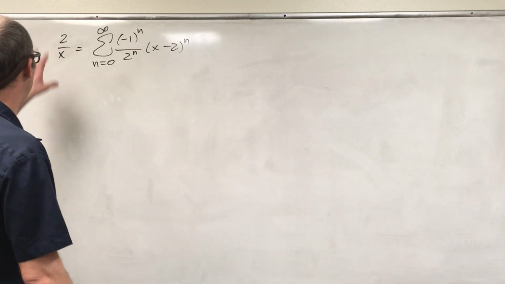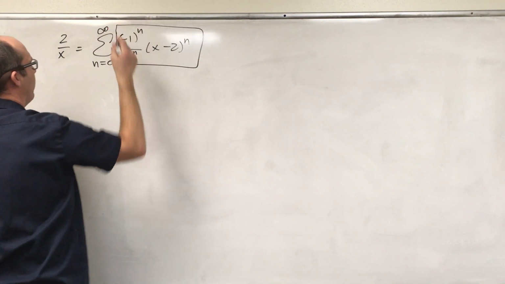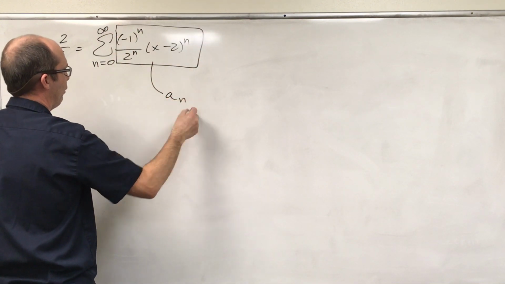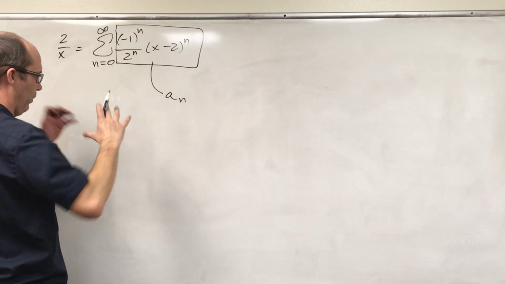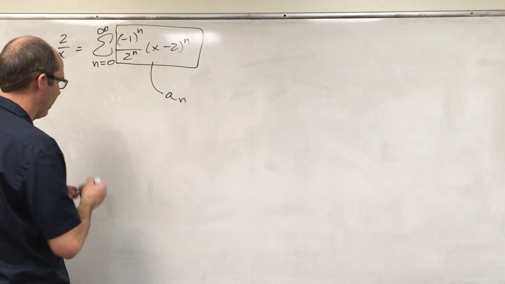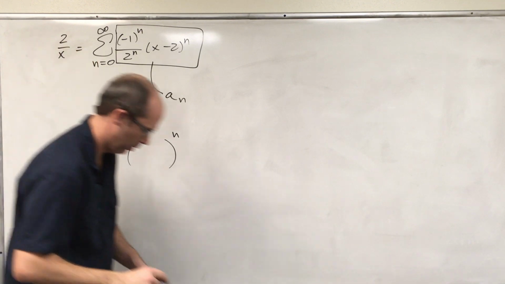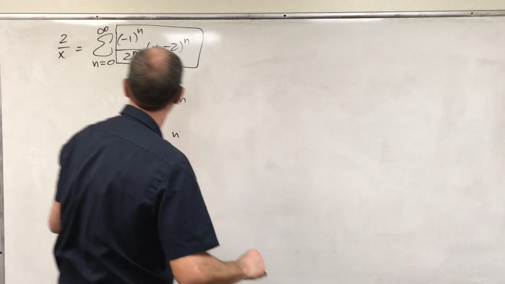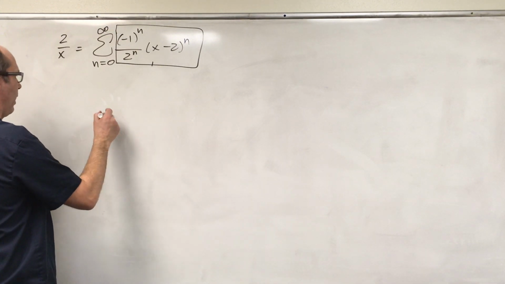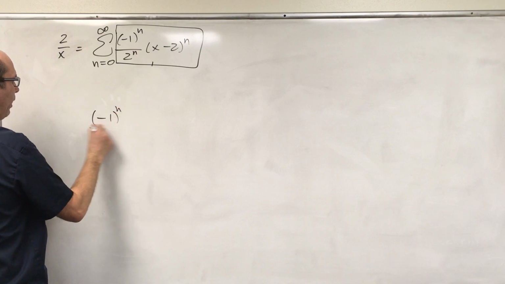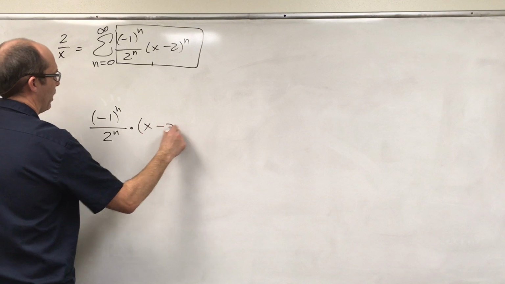So what we're going to do is rewrite a_n, the formula for the individual terms, as a geometric series. Remember that is something to the n. All right, so let's do that now. We've got (-1) to the n over 2 to the n, times (x minus 2) to the n.